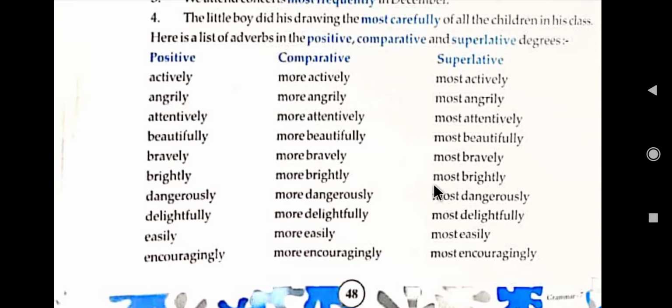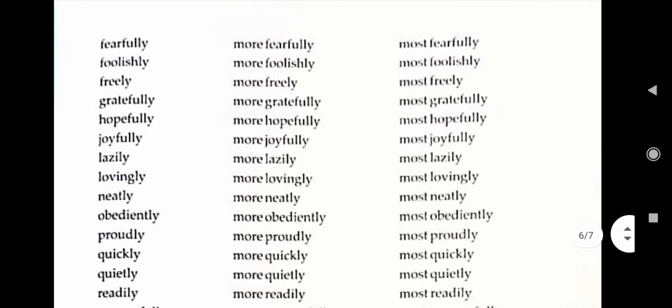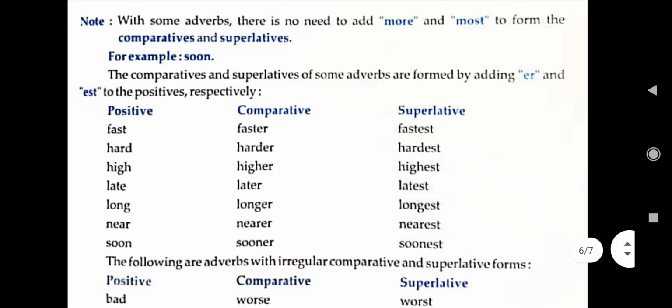You have noticed one thing while I was reading all these words. Basically, those words that end with ly have their comparative degree and superlative degree formed with the words more and most. Now move on to another one. Here below are more examples. I hope you read this on your own. Now move on to another rule.